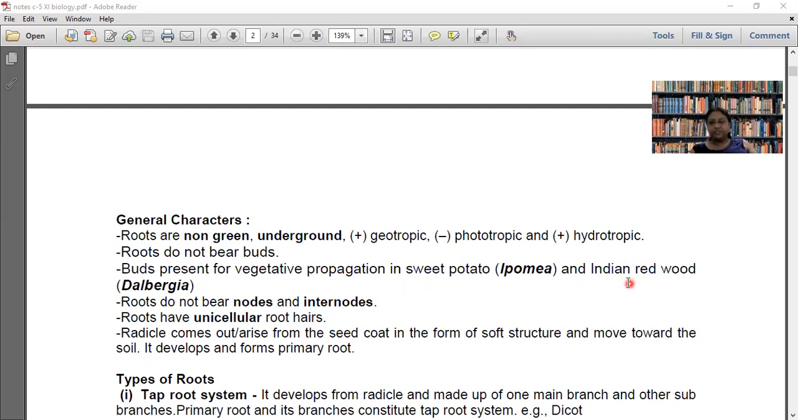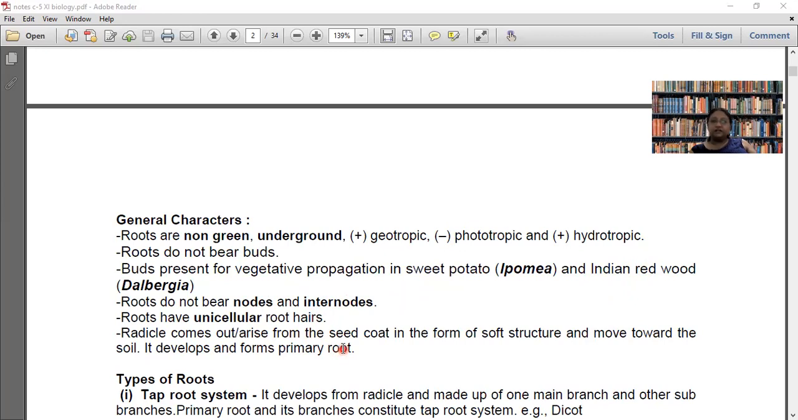You will read strange things, I had already told you, which are full of exceptions. Roots actually do not bear nodes and internodes. They have root hairs which are unicellular, whereas shoot hairs are multicellular.